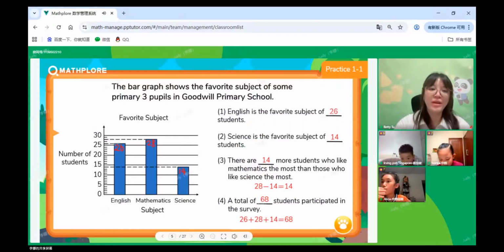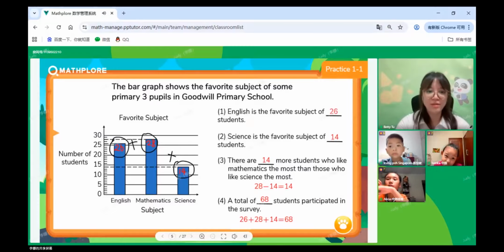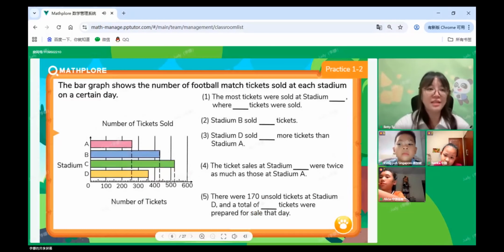So when we add them all together, first we can observe these three numbers. 26 plus 14, that will be 40. That will be quick, right? Then plus this 28, that will be 68. Good. So let's take a look at this one.